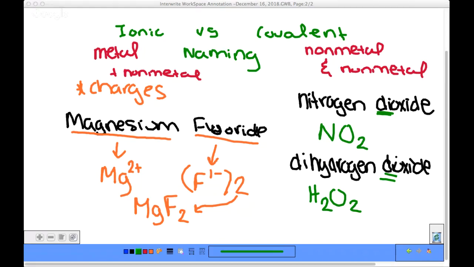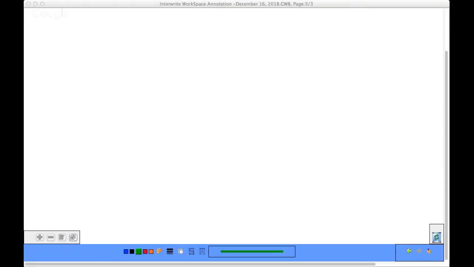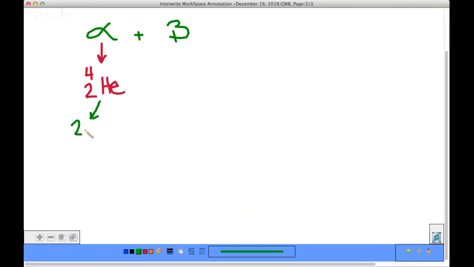Alpha and beta decay. All right, let's look a little bit at alpha and beta decay. When we think about alpha decay, our alpha particle looks like a helium atom in a way. It has 2 protons, which we can tell by this number right here, and it has 2 neutrons. We know that because this is our mass number, and the mass number is the number of protons plus the number of neutrons.